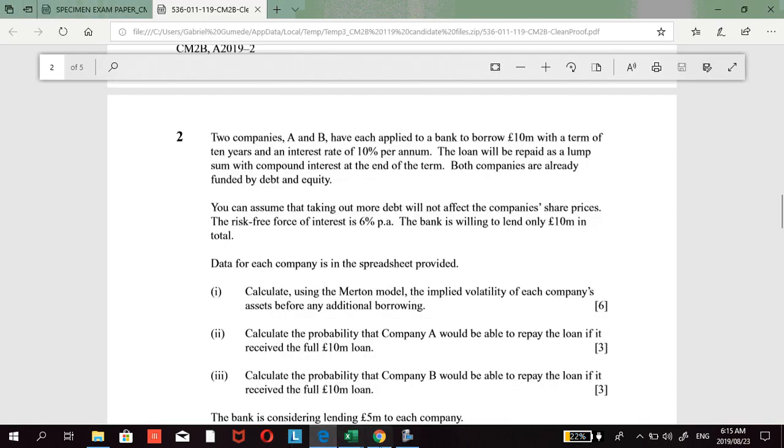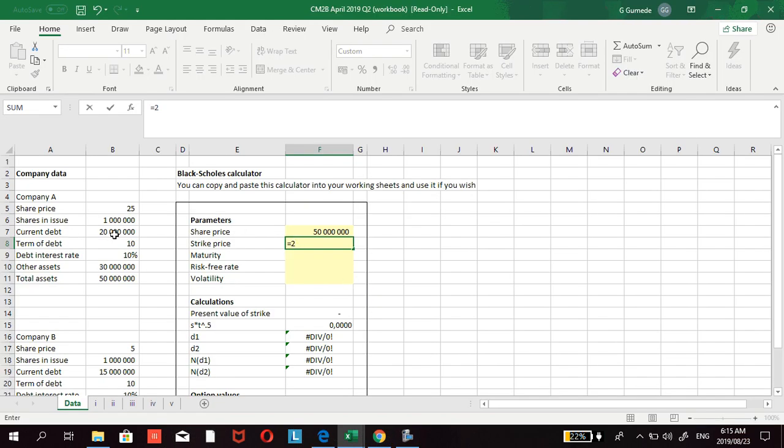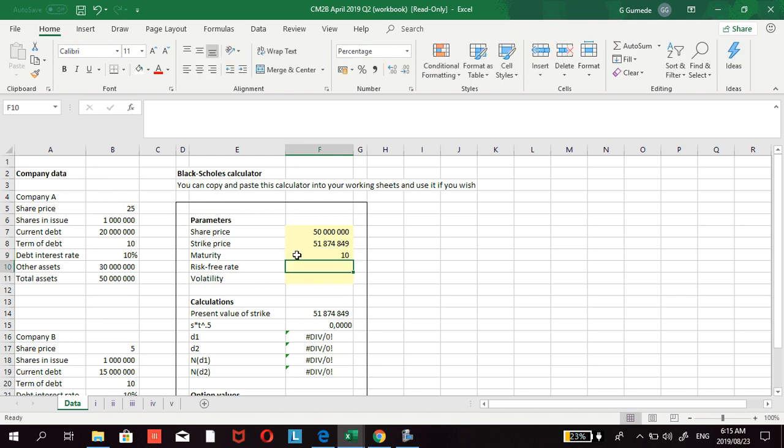before any additional borrowing. Okay, so the current one is 20 million, 1, 2, 3, 1, 2, 3, and I'm going to roll this up at an interest rate of 10% so that I can get my redemption value at the end of 10 years. Okay, and I'm going to press enter. The maturity time is 10 years.